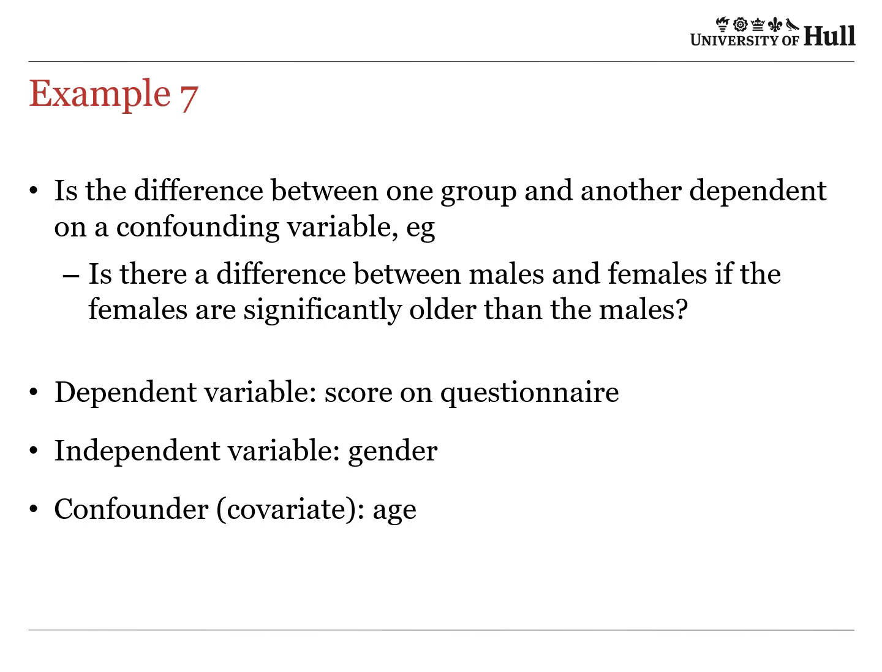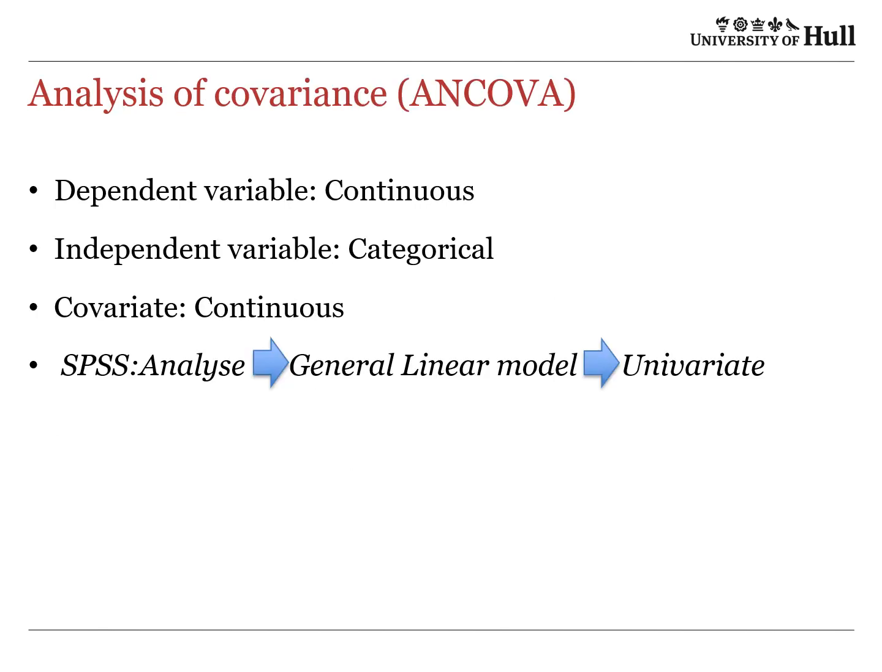However, you may be asking yourself, well, maybe it's because they're older that the females have this difference. You can't really tell. So the appropriate test is the analysis of covariance. The dependent variable here, of course, is the score on the questionnaire. The independent variable is gender, and the confounder or the covariate is age. As I've already said, the appropriate test here is the analysis of covariance, known as ANCOVA. The dependent variable, the score on the questionnaire, is continuous. The independent variable, which is your gender, is categorical, and the covariate is continuous.